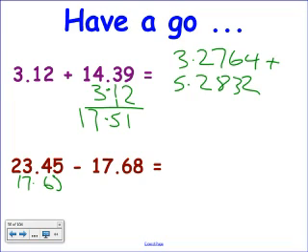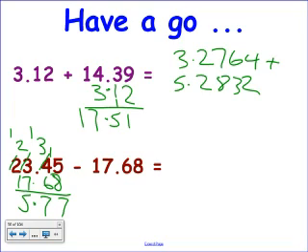Again, using the column method, £23.45 take away £17.68. Again, start on the right-hand side. 8 from 5 you can't take away. You've got to borrow 1. 8 from 15 is 7. 6 from 3 doesn't go. You've got to borrow 1. 6 from 13 is 7. 7 from 2 doesn't go. You've got to borrow 1. 7 from 12 is 5. 1 from 1 is 0, so you don't have to do anything. £5.77. Give yourselves a big tick.